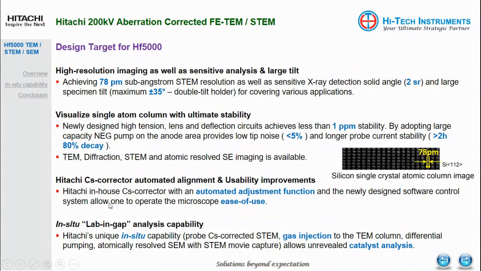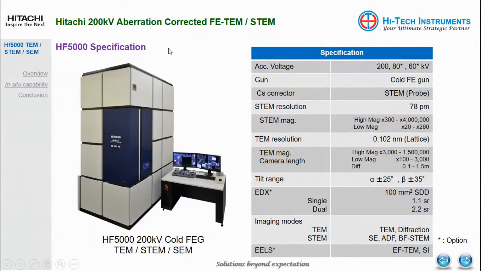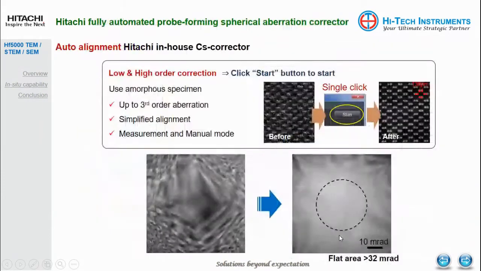And to highlight that, the design of this in-situ lab in gap is focused on catalyst analysis experiments. So worldwide, the model HF5000 has been installed in different research centers and also industry focused on catalyst activities, or research focused on fuel cell catalyst. And there's the specification here. I'll just highlight that the TEM resolution is 0.102 nanometer, and that is the different tilting range.